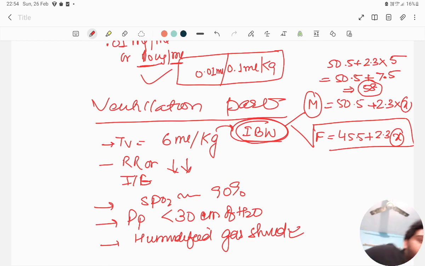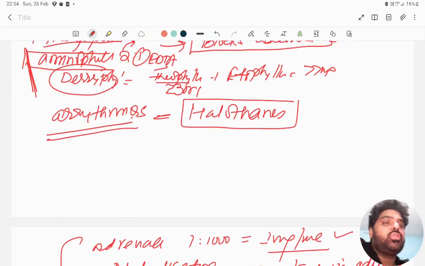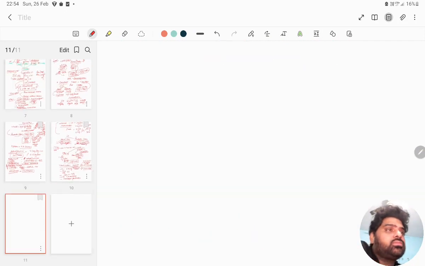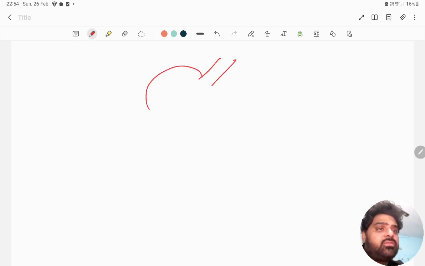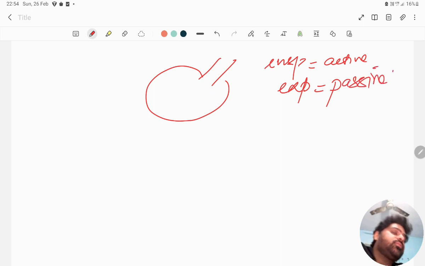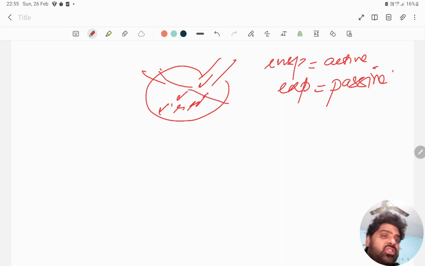Now there is something which is called auto-PEEP, which develops in the patient of COPD. So what is auto-PEEP? We will see. If this is an alveolus, we all know that inspiration is active, expiration is passive. So when air comes in during inspiration and during expiration when air goes out, what happens? These walls are weak, their compliance is weak, and they collapse. Therefore, some amount of air that is going outside is trapped. With each expiration, some amount of gas is trapped.